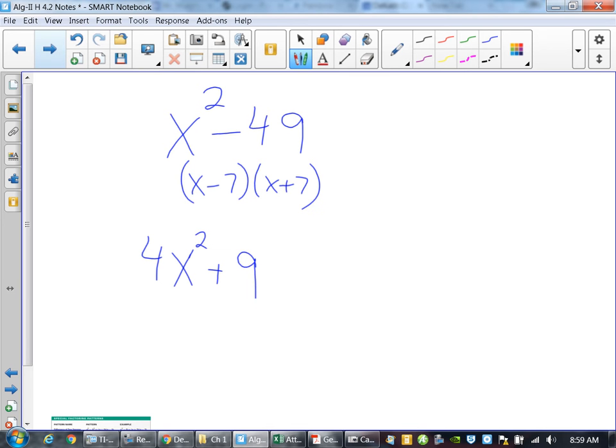(4x² + 9). Number 1. Factor. Is 4x squared a perfect square? Yes. Is 9 a perfect square? Yes. Is that a subtraction symbol? No. Can I factor it? No.